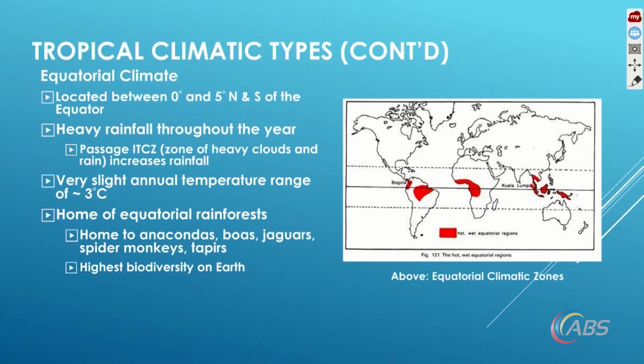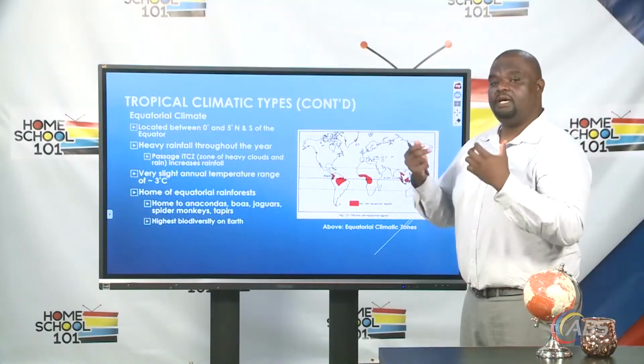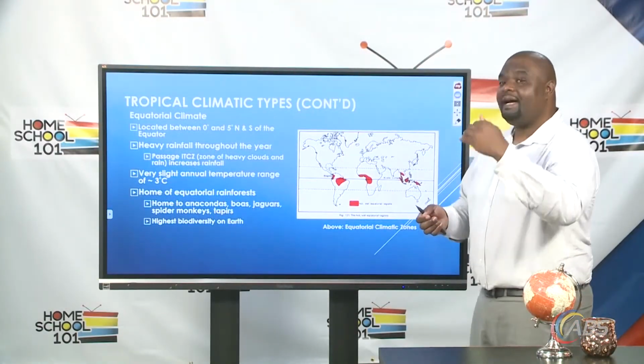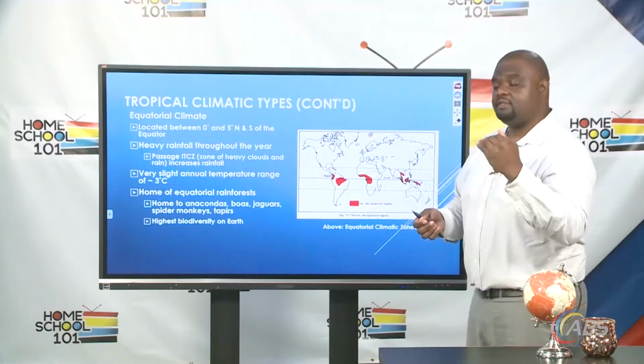Equatorial climates are found between 0 and 5 degrees north and south of the equator. They typically have heavy rainfall throughout the year, and something called the intertropical convergence zone, where you have trade winds meeting, causing uplift and cooling and cloud formation and instability and so on, would add to the already high levels of rainfall.